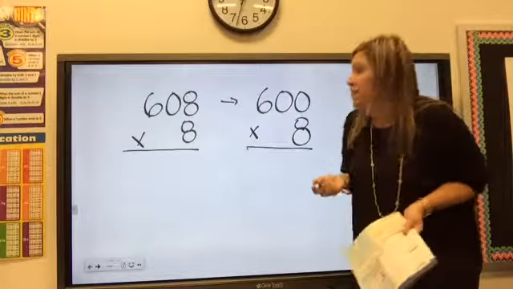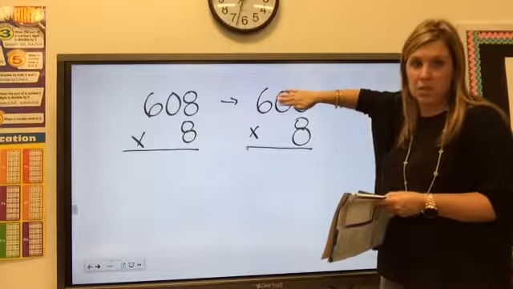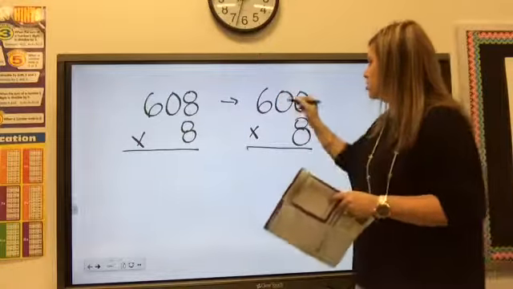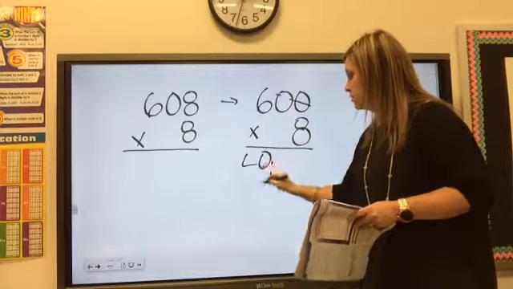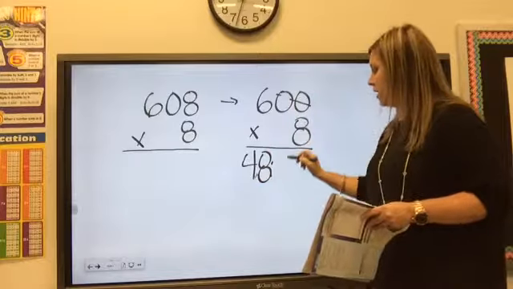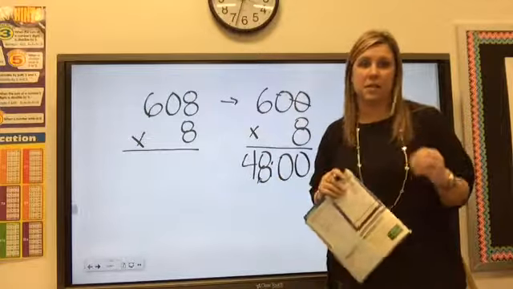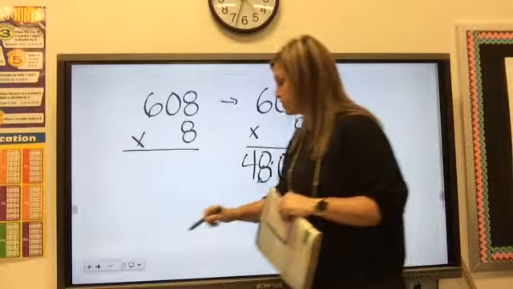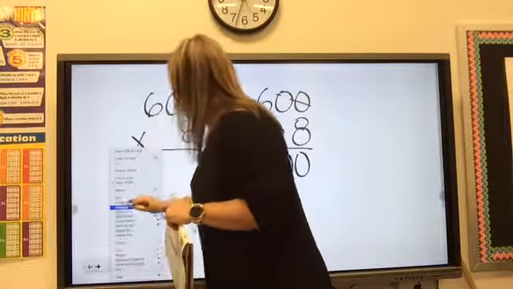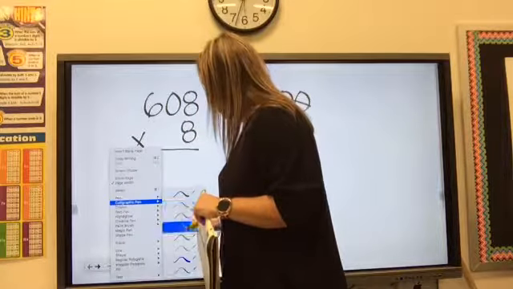Technically in theory, what problem is left? It's the 600, or 6 times 8. So if you were to mark this off, it would be 6 times 8 is 48. And then you would add your 2 zeros at the end. Okay, so this is an estimate. Now for your actual answer, I want to use a different color pen.